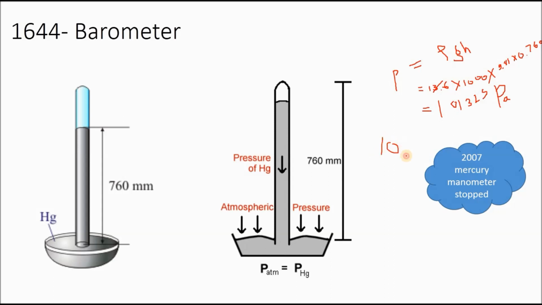So now that my pressure is 101,325 Pascal, it is equal to rho g h. The rho is density, so I can take it as 1,000, into 9.81, and I don't know the h, I'll keep it as h as it is. So if you calculate, then you will get h is equal to 10.1 meters.